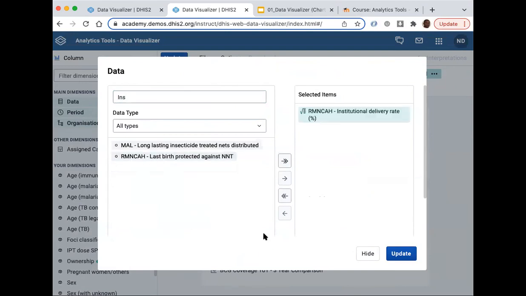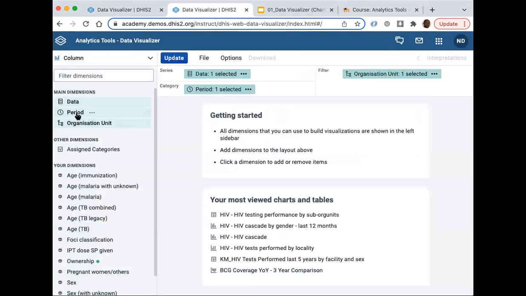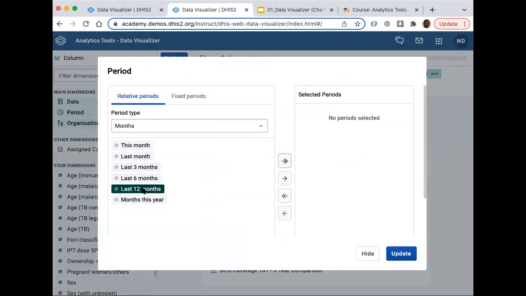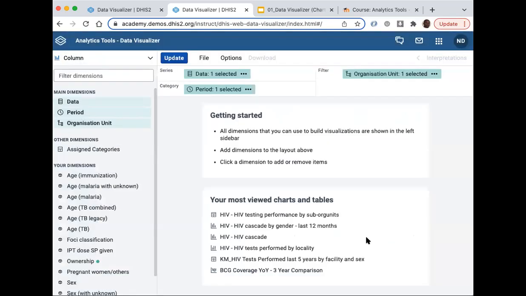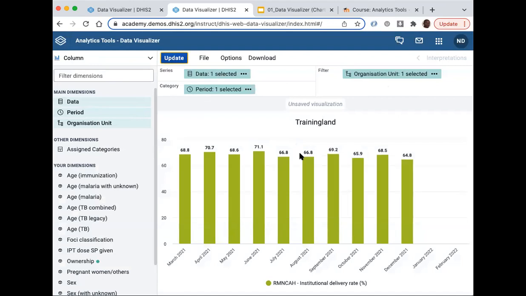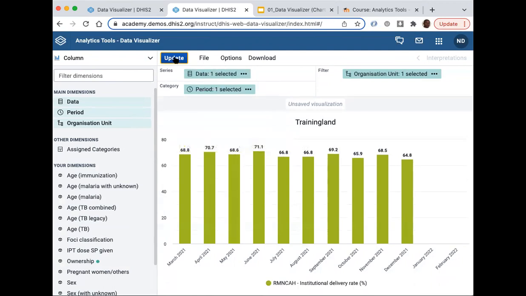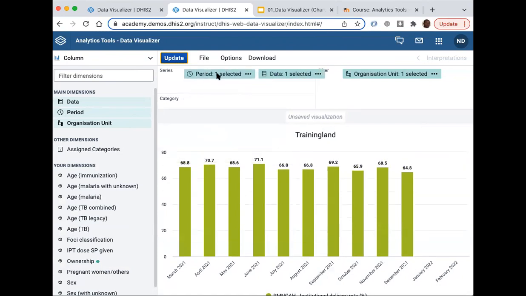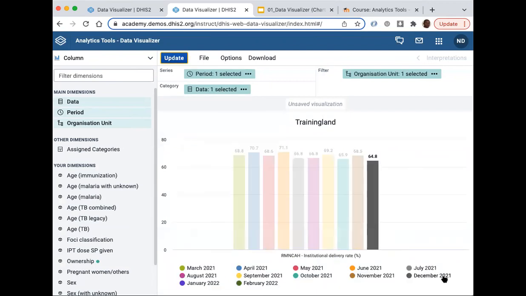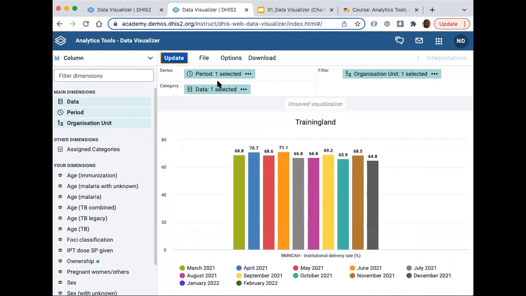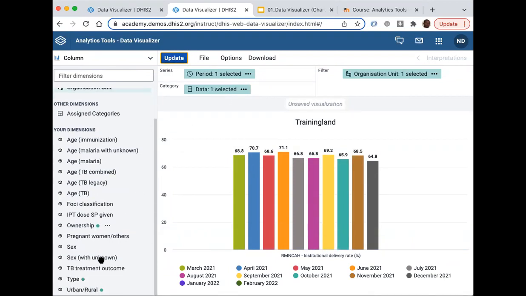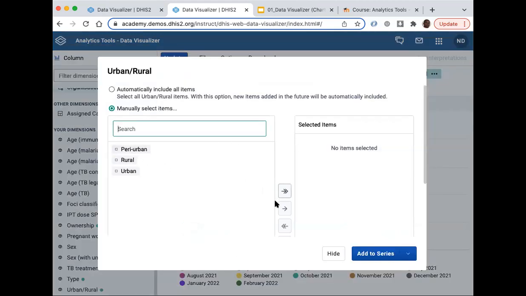We want to see the deliveries in rural against urban, so you can hide. Then you go to the period, which is the last 12 months. The organization unit is the whole of the training land, but when we update, we want the data in the down category here, and then we want this one up in the series, and we update. You see what it has now given us: the period is up there, the data is down. But we want to bring in a dimension into the category of the location, so we have rural and urban. So we add all this into the category.